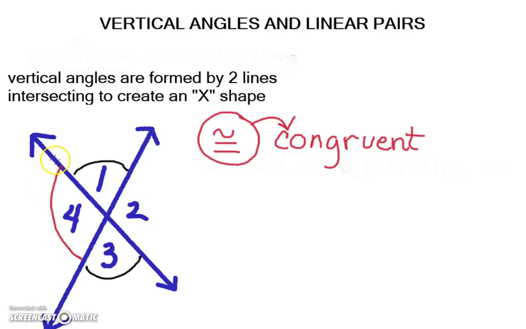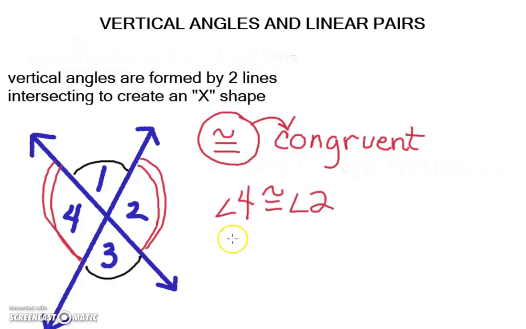Now, if angle 1 and 3 are called vertical angles and are equal in their size and shape, then what do you think is going to happen between angle 4 and angle 2? Well, they're going to be vertical also. Even though they run side to side, they're still called vertical angles. And we could write angle 4 is congruent to angle 2, just like we could have said angle 1 is congruent to angle 3.